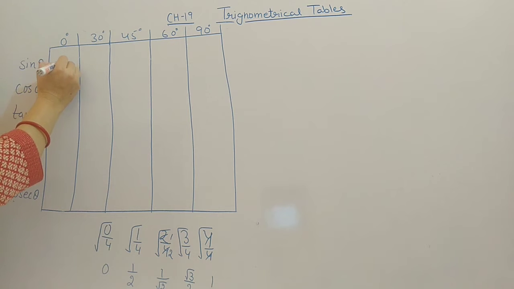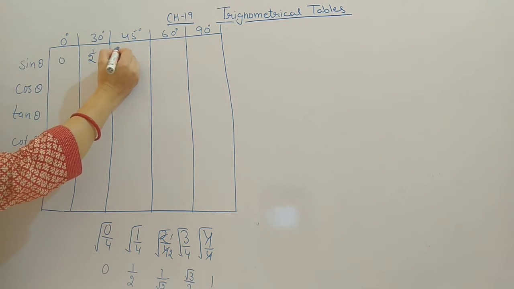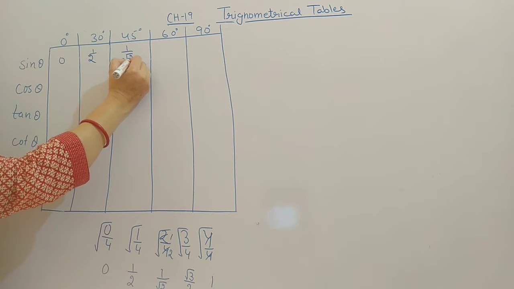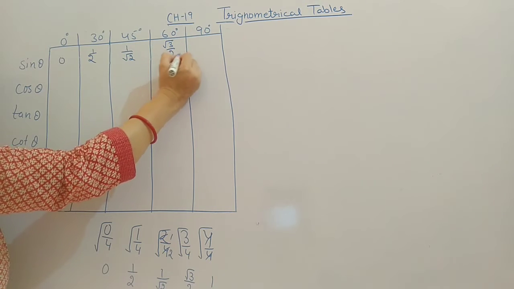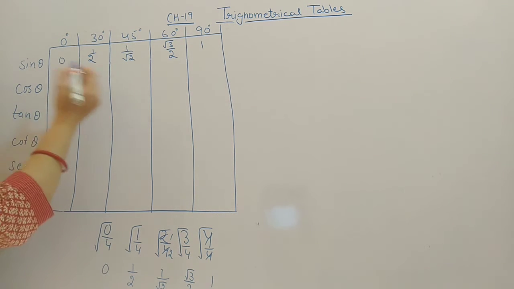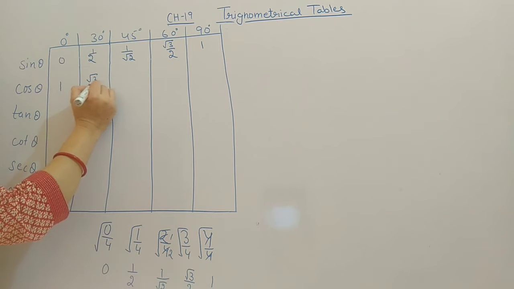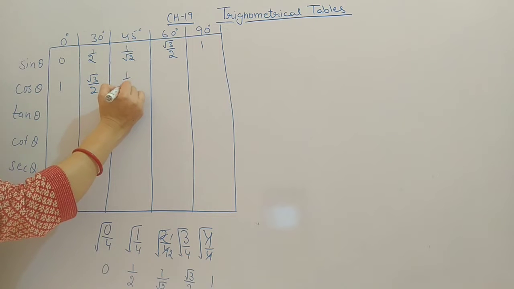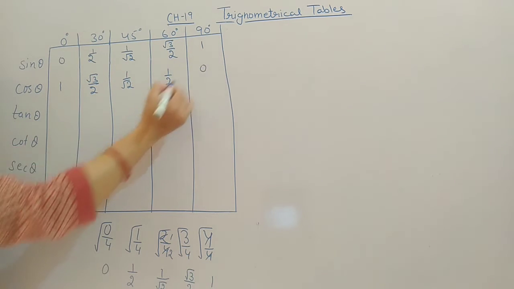So sin theta: first 0, 1 by 2, 1 by root 2, root 3 by 2 and 1. After this cos theta. For cos theta you just have to reverse the same thing in order. So first 1, then root 3 by 2, 1 by root 2, 1 by 2 and 0.